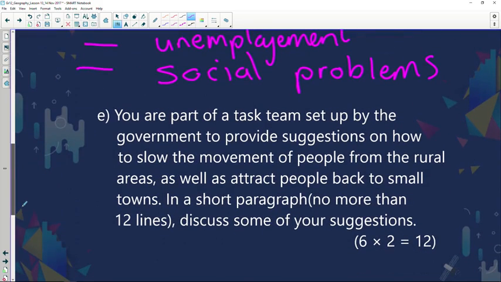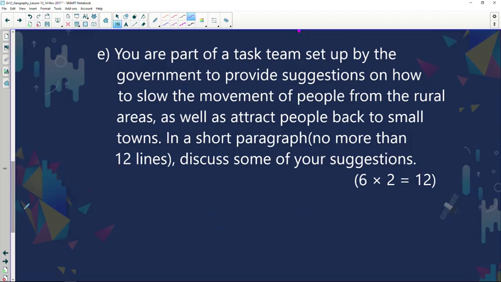Now the next question is a paragraph question. If you look at the mark allocation, please, when you get a question paper with a question like this, make sure you answer it in paragraph form and not in bullet form. Now the question states, you are part of a task team set up by the government to provide suggestions on how to slow down the movement from rural areas as well as small towns to cities and rather attract the people to stay there.